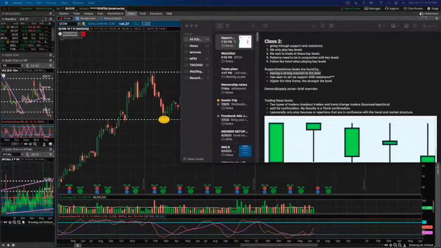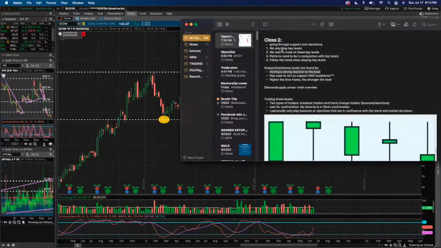Okay, cool. So what we're going to run through here is first we want to talk about support and resistance, the key points we want to go over. If you hear something in the background, it's my dog running around.